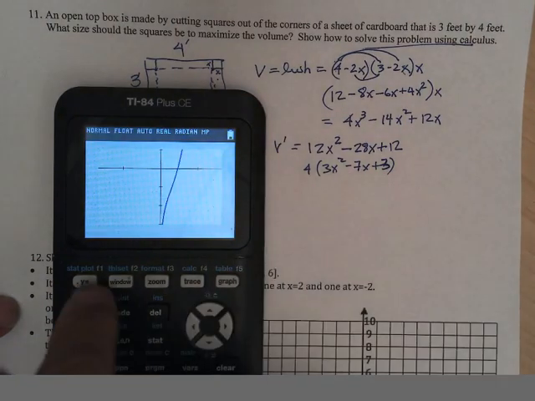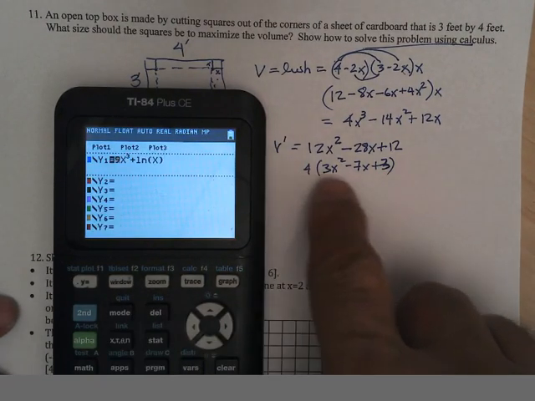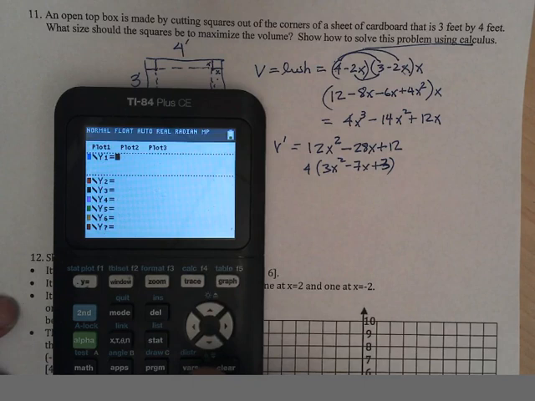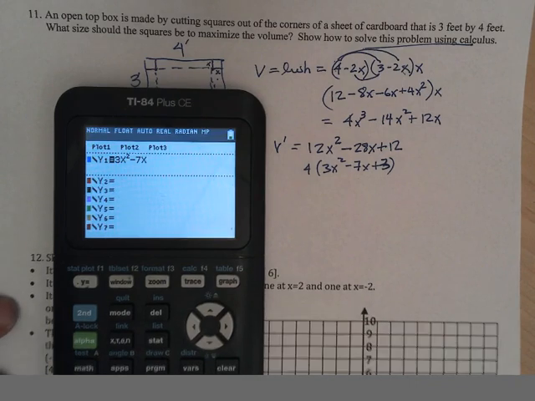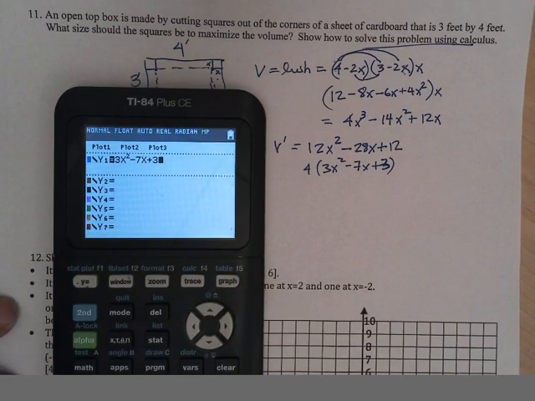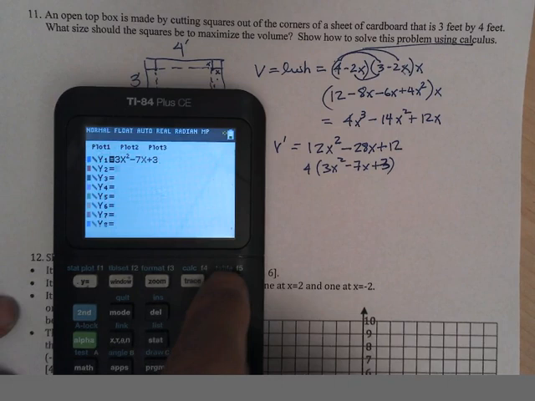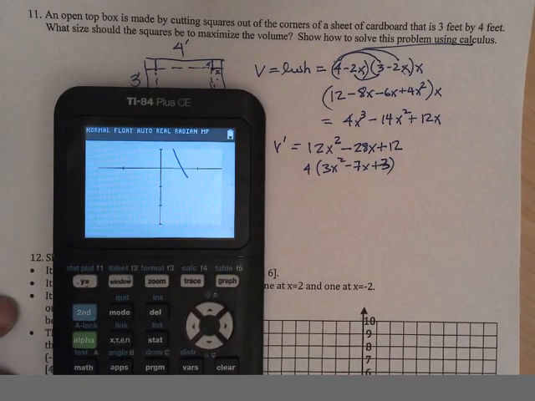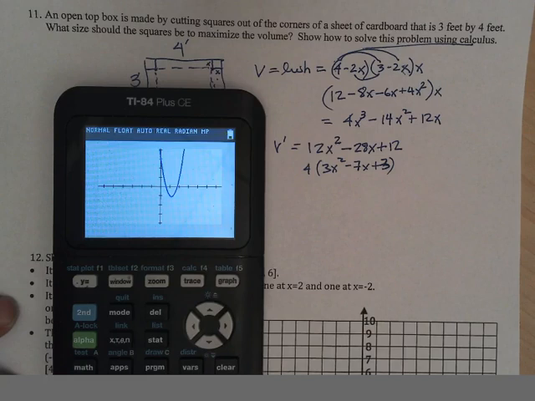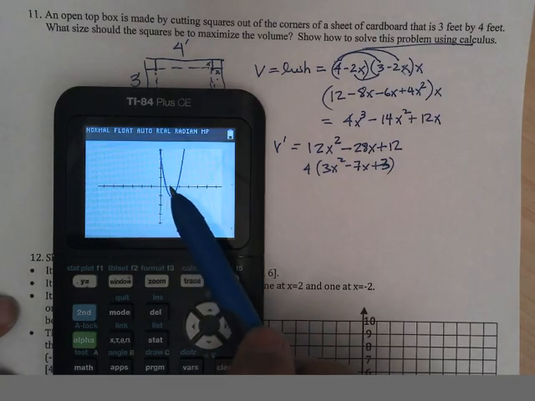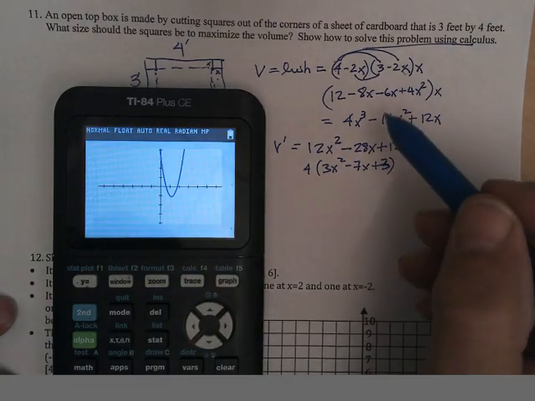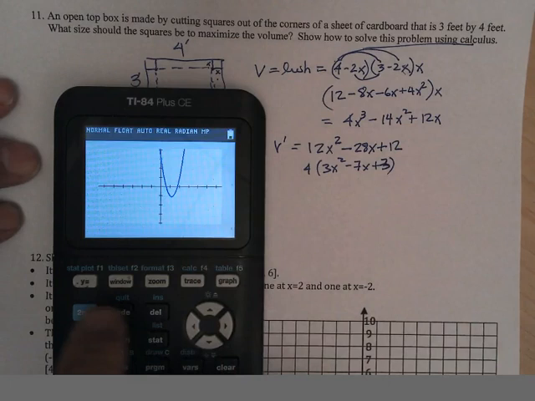out when this equals 0, so I'm just going to go, the 4 can't be, so I'm going to type in 3x squared minus 7x plus 3, graph, on zoom 4. And there are my two answers, right there and right there, for the x, the size of the corners.